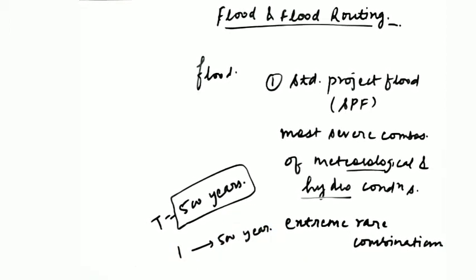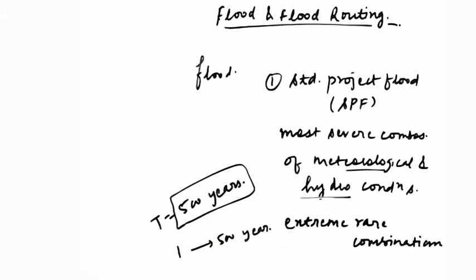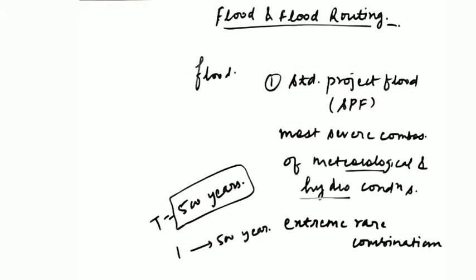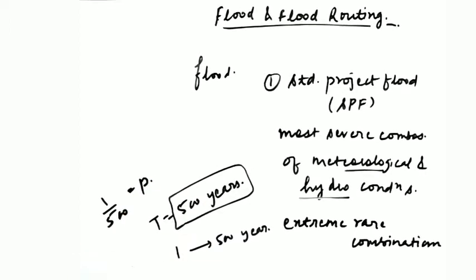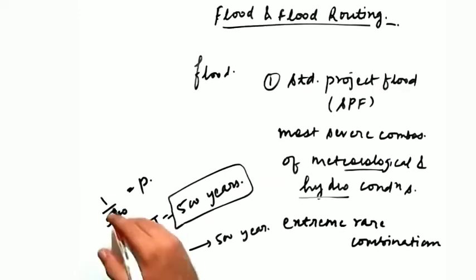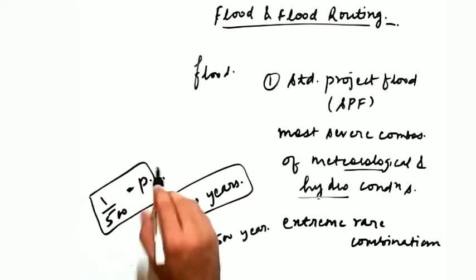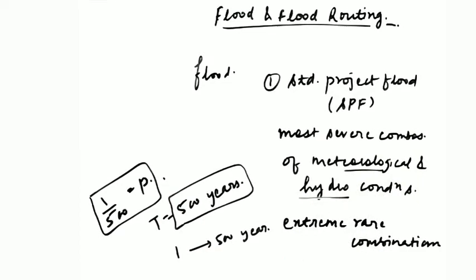So this is a very high return period. During the lifetime of that particular dam, spillway or structure, there is very less probability. The probability is 1 by 500. This is the probability that this particular flood will occur during the lifetime of the structure. So we do not take into account this particular rare combination in the case of standard project flood. So this is the first kind of flood.